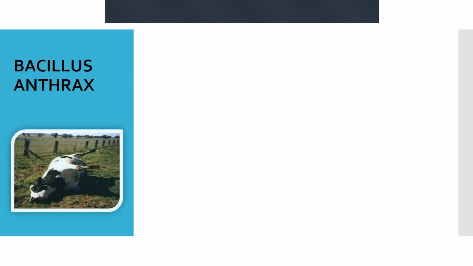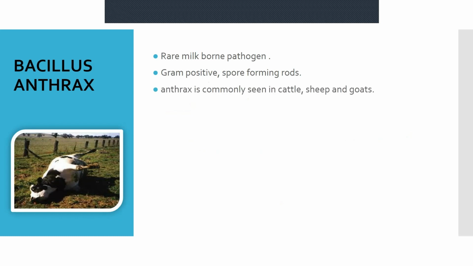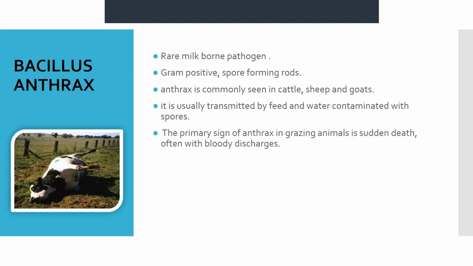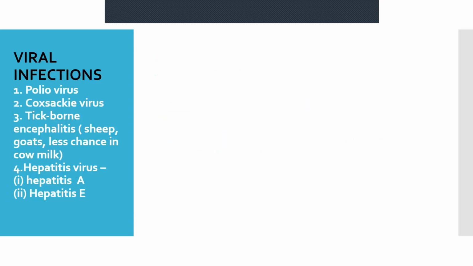Bacillus anthracis. Bacillus anthracis is a rare milk-borne pathogen. It is a gram-positive spore-forming rod, and anthrax is commonly seen in sheep, cattle, and goats. Usually, it is transmitted by feed or water contaminated with the spores. The primary sign of anthrax in grazing animals is the sudden death of the animal, often with a bloody discharge. Next we go through the viral infections.